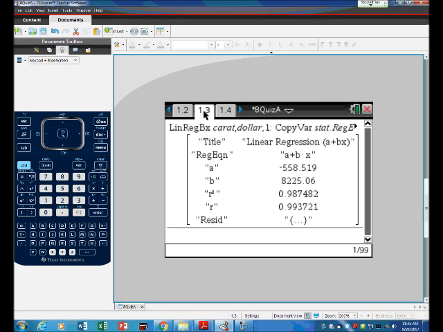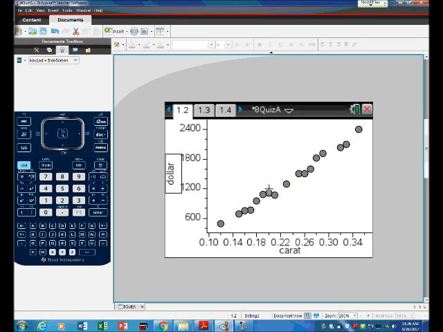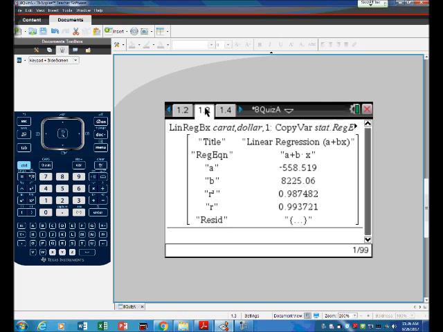0.99 is very strong. Remember, 1 would be a perfectly straight line. We're not going to get that with real data, most likely. But if you look at the scatter plot, that looks really tight, really strong, close together. So I am not surprised at all that our R value, our correlation, is 0.993721. Okay, so that's the correlation for the relationship between cost and size.